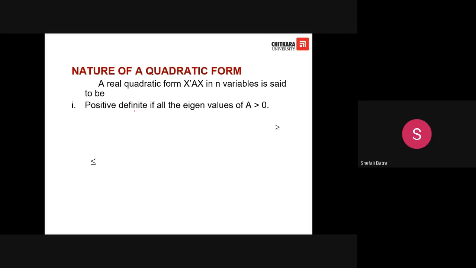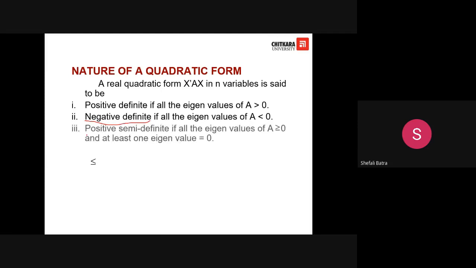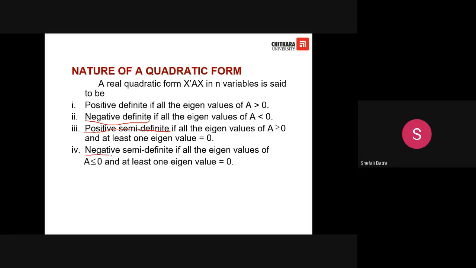If all the eigenvalues of A are strictly less than 0, meaning all are negative, then this is known as negative definite. If all the eigenvalues are positive and at least one eigenvalue is equal to 0, then that is known as positive semi-definite. And if all are negative and at least one eigenvalue is 0, then this is known as negative semi-definite, right? Because all are less than 0, it means it is negative.